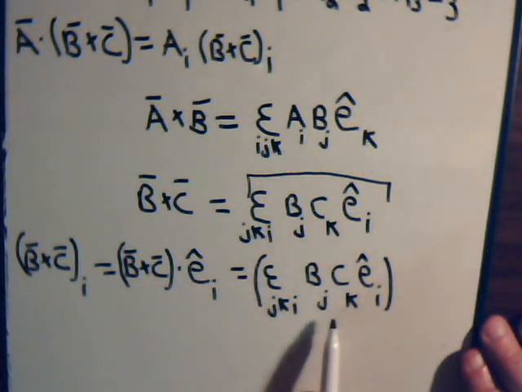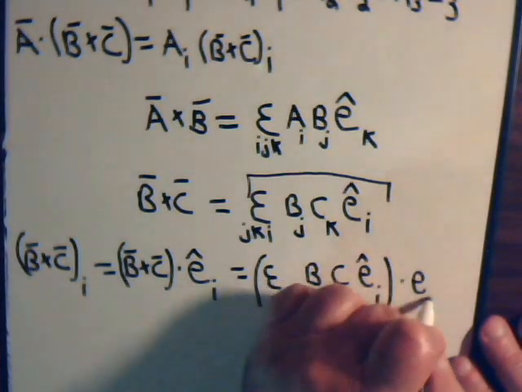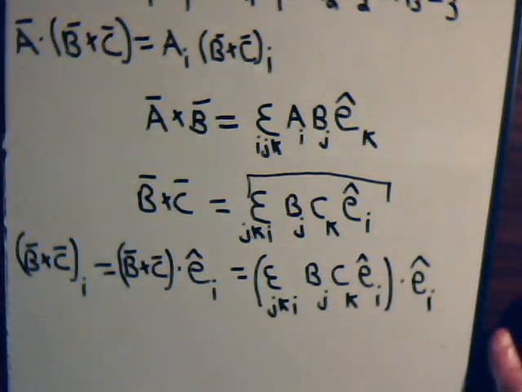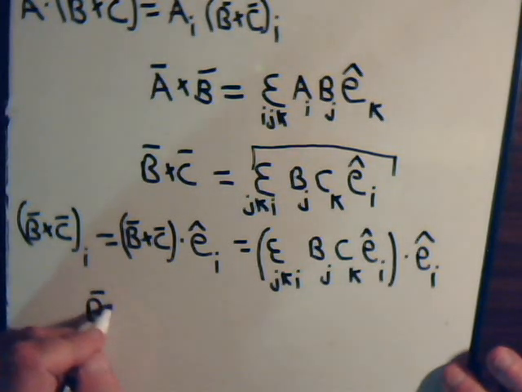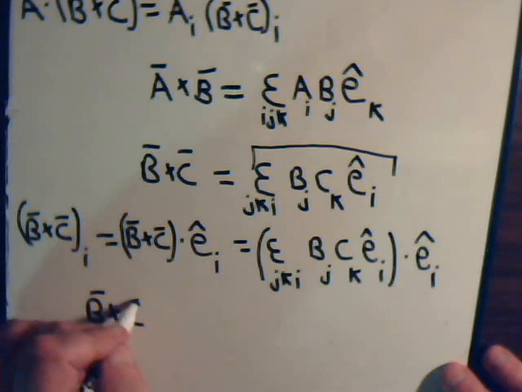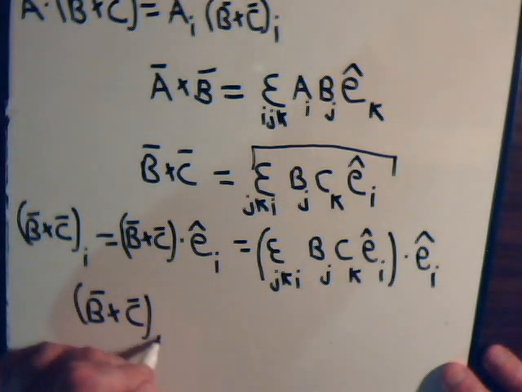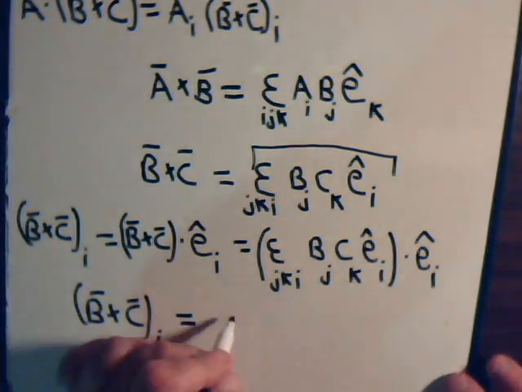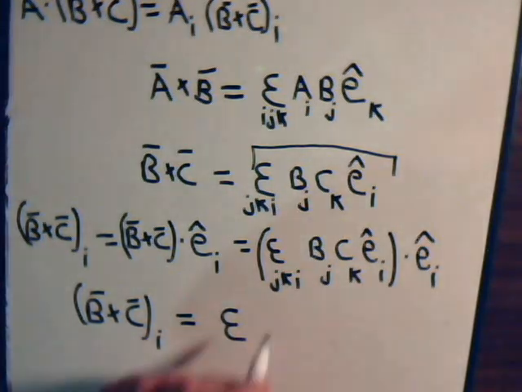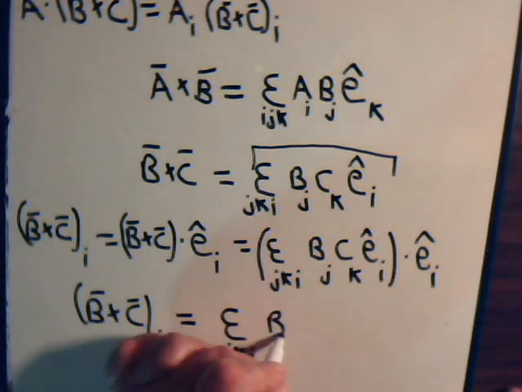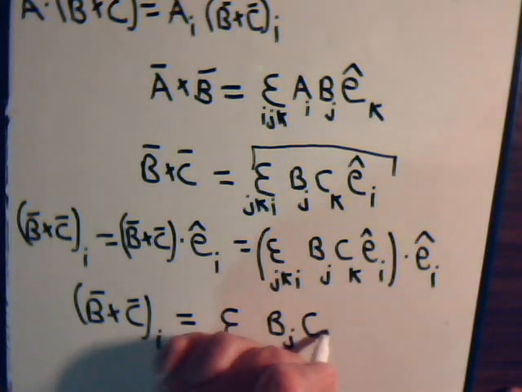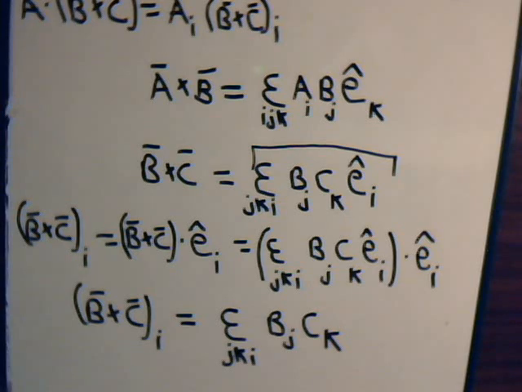That is B cross C. And we need to take the dot product of this with EI. Of course, EI dot EI is just 1, so we have that. And again, we also did this in video number 3, I believe it was, so hopefully this is familiar news. This equals then epsilon JKI B sub J C sub K.